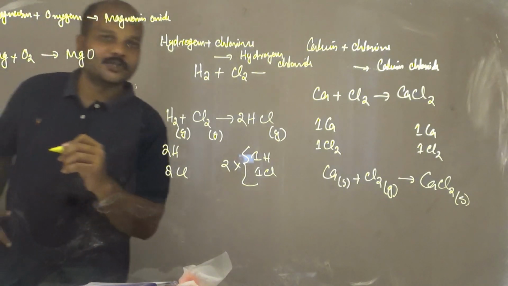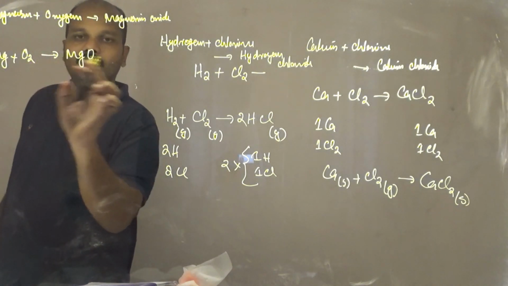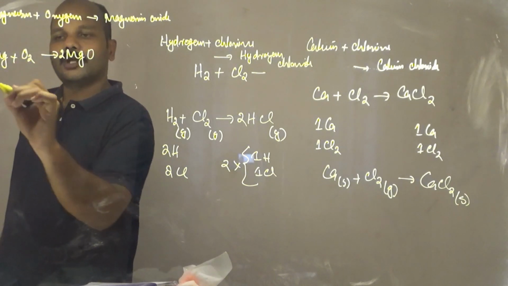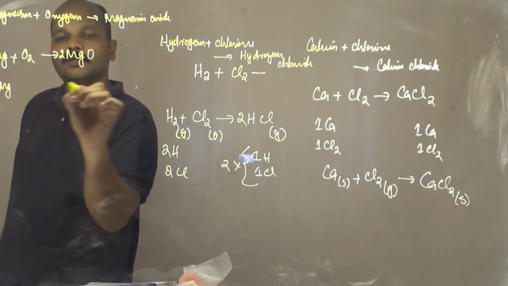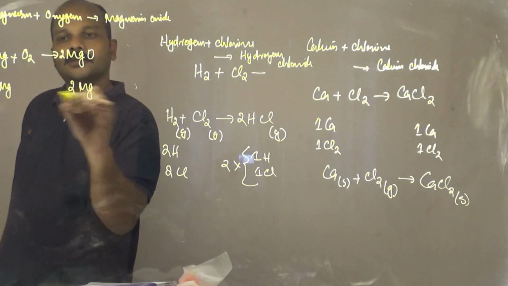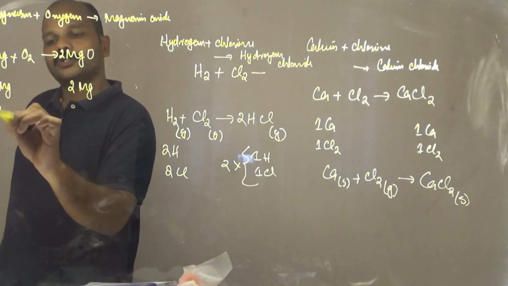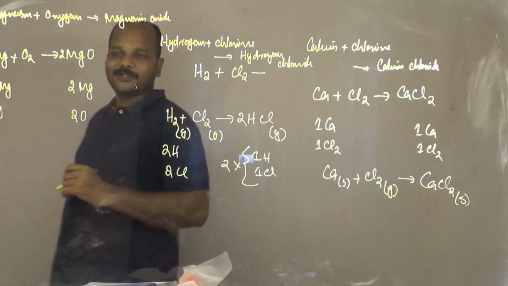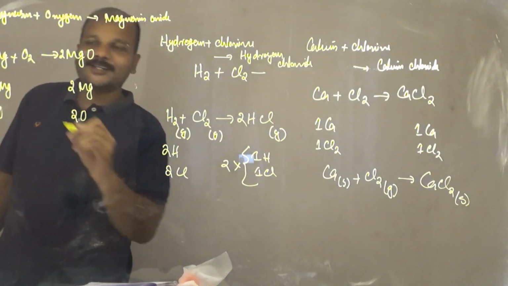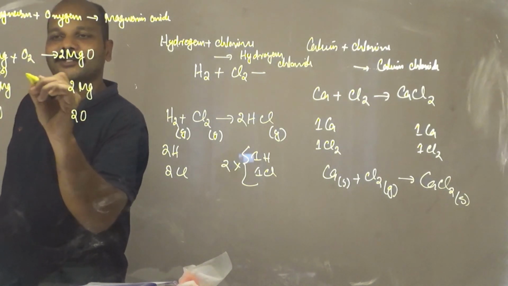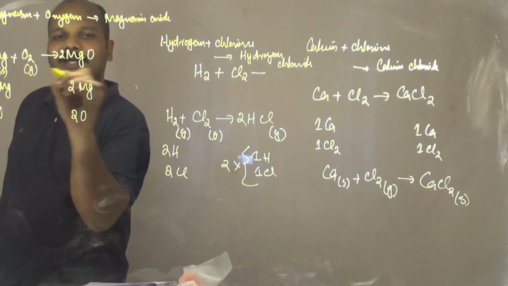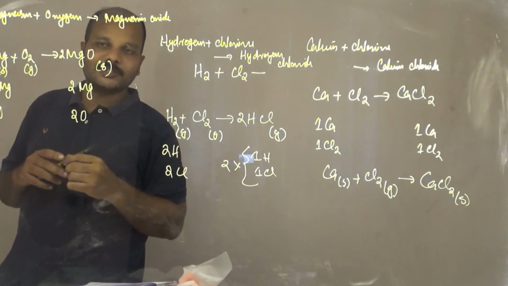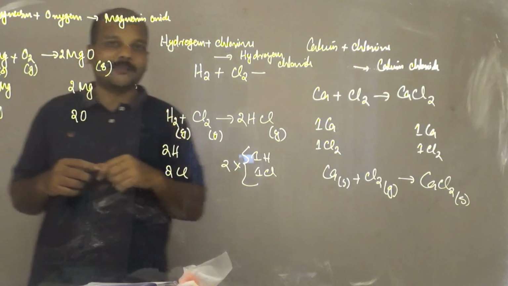Here the oxygen is O2, two oxygen, so you can write a 2 here. Now it is 2 Mg, here also 2 Mg. Here it is 2 oxygen, here also 2 oxygen. So both sides of the equation are balanced. Now let's write the physical states. Magnesium is solid, oxygen is gas, magnesium oxide is again a solid. This is how the balanced equations come.